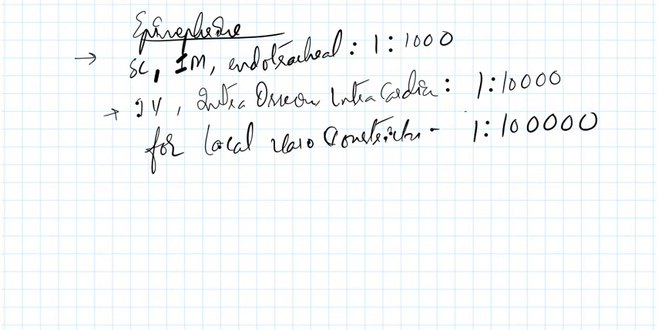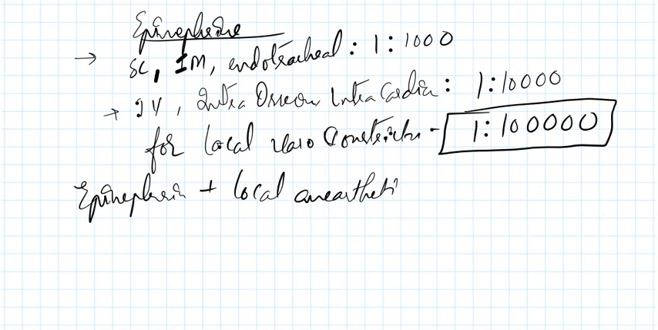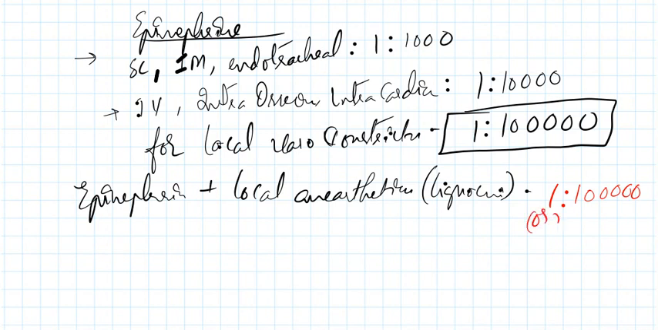These dilutions are very, very important. Okay, epinephrine along with local anesthetic, if it is given, for example, lignocaine is a famous local anesthetic. What is the dilution? Can anyone say? 1 in 1 lakh or 1 in 2 lakh if epinephrine is given with local anesthetic.